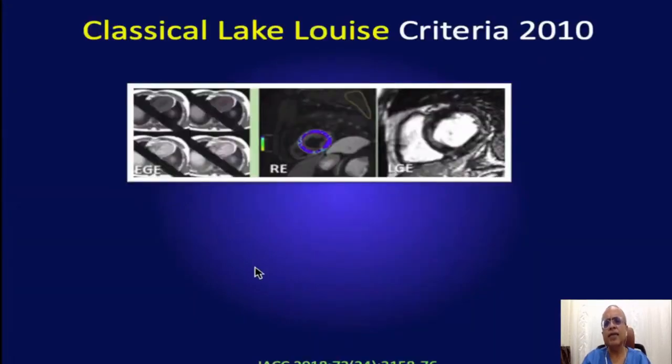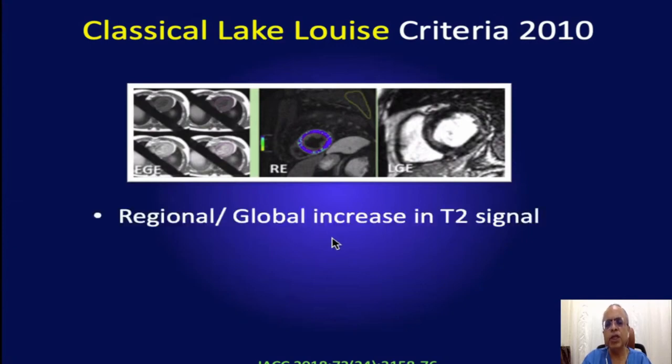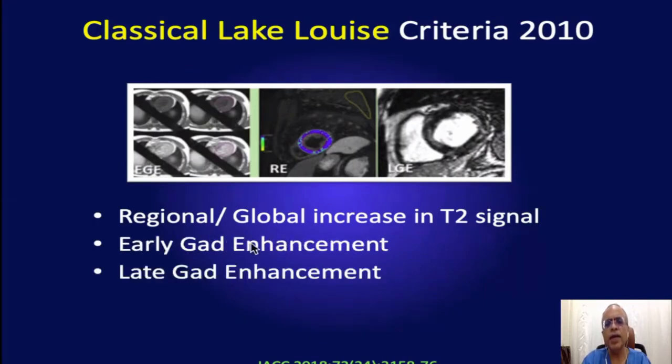These are the classical Lake Louise criteria from 2010, and now we have moved to new criteria. This is a very old case, so we use the classic Lake Louise criteria, which propose that you should have either regional or global increase in T2 signals. That means there should be water in the myocardium, meaning inflammation and edema. Second, it should have early gadolinium enhancement with the first pass, which tells you there is a lot of inflammation and exudation of gadolinium into the interstitial space. And you should also have late gadolinium retention, telling you that there is some amount of necrosis.